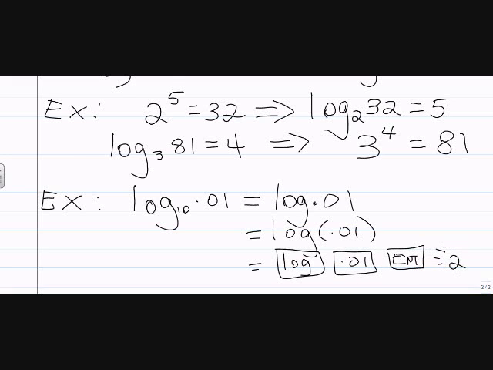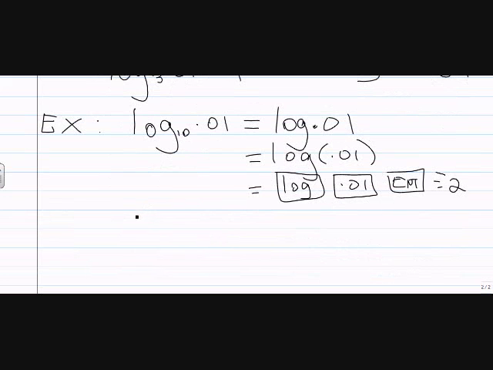-2. Okay, let's see if that makes sense. 10 to the -2 is 1 over 10 squared, which is 1 over 100, and 1/100th is the same thing as 0.01. Yes, it makes sense. Enter, sorry. I made it too small to write the whole enter. All right, so you can only do that one with the base 10 ones.